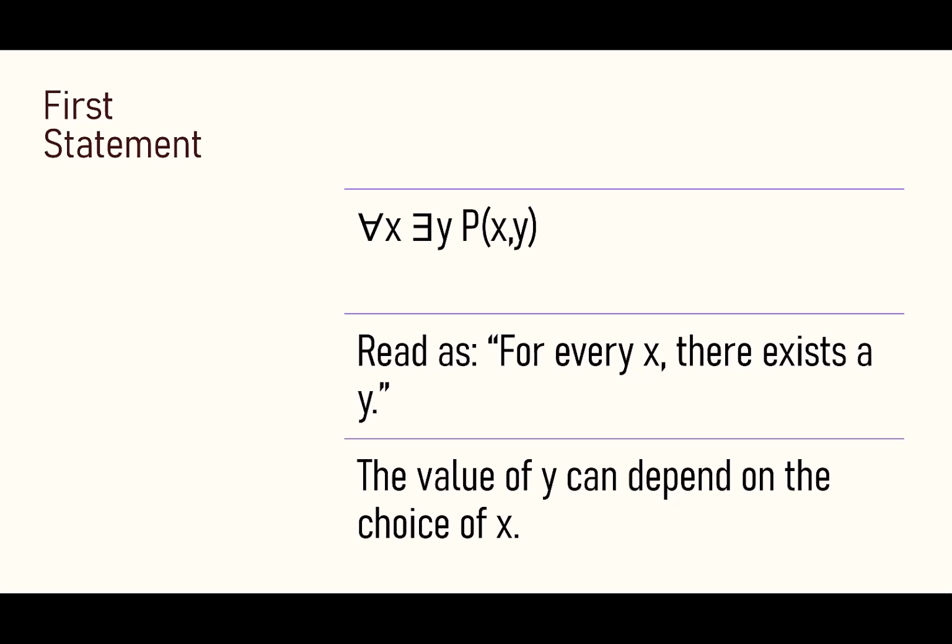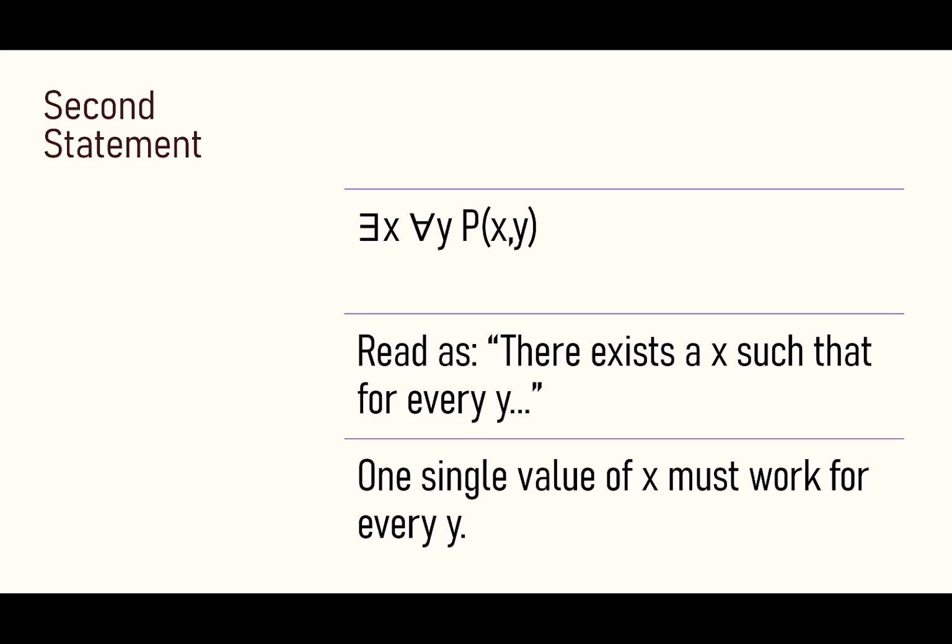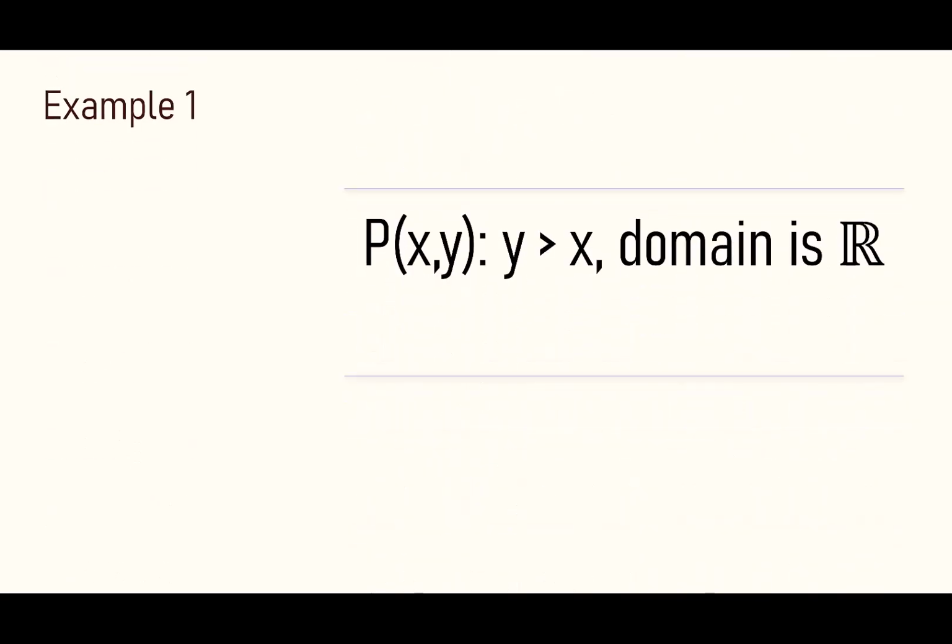Let's take a closer look at our first statement. For every x there exists y, p of x y. In this statement, the value of y can depend on the choice of x. But when we look at our second statement, there exists x for every y, p of x y, means that one single value of x must work for every value of y. Let's look at that with an example.